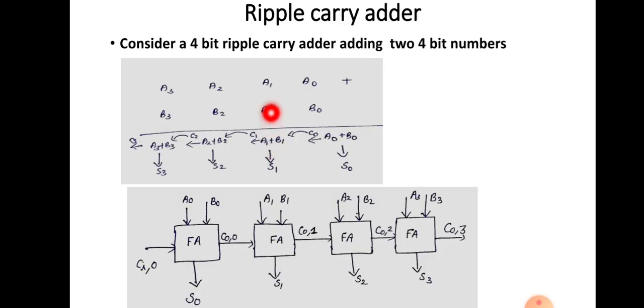That is a sum. And sometimes if this bit has a carry, then that carry should be added with this A1 and B1. That is why I am indicating this arrow mark. Similarly, if this addition gives a carry, that carry is equal to C1. So that carry should be added to the next addition. Okay. So the way it proceeds is like this.